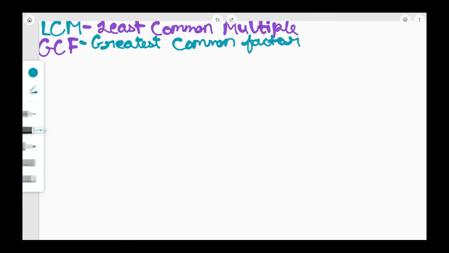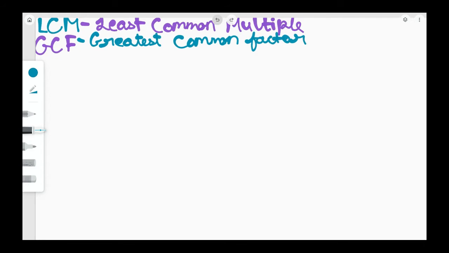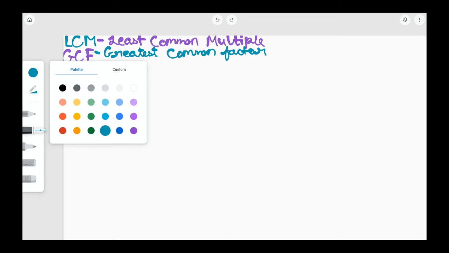GCF. As you can see on my screen, I have written down what LCM means, least common multiple, and GCF, greatest common factor. In my last video, I did prime factorization. From my past 2-3 videos, this is related to that, so I want you guys to go and watch those videos. So let's get started with an LCM example. I'm going to be using the same question for both LCM and GCF because they're related, so you understand a bit better.